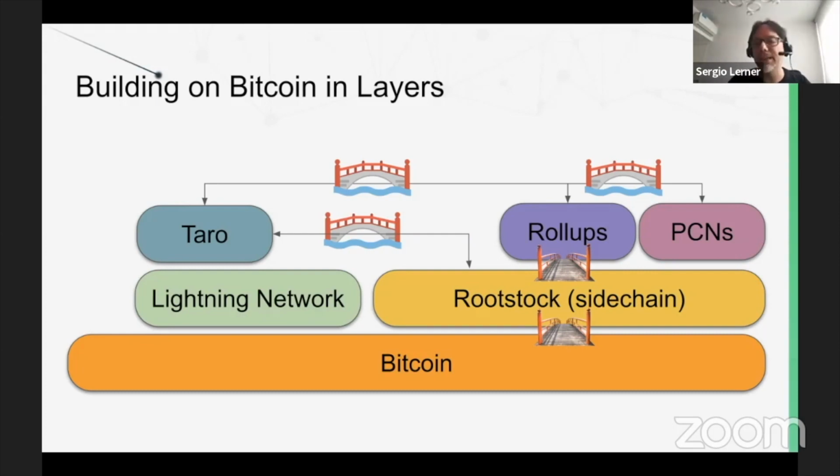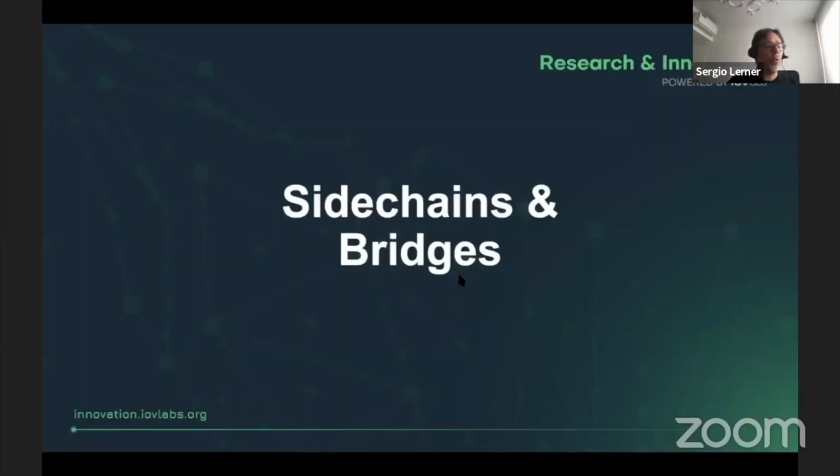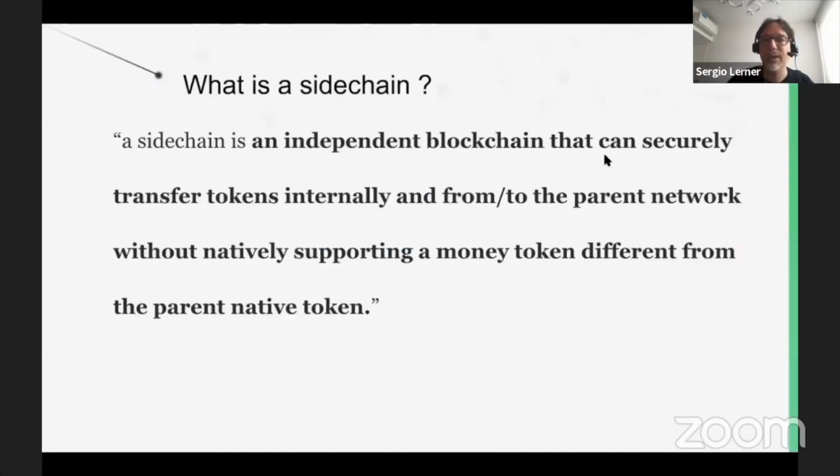The important thing is that there is one bridge that every sidechain needs, which is basically the Rootstock bridge that connects Rootstock with Bitcoin. So I will talk a little bit about these bridges, which are so important in the case of sidechains. I'm going to make a distinction between the different layer 2s, because Rootstock is a very specific type of layer 2, which is a sidechain. And so this is the oldest definition of what a sidechain is.